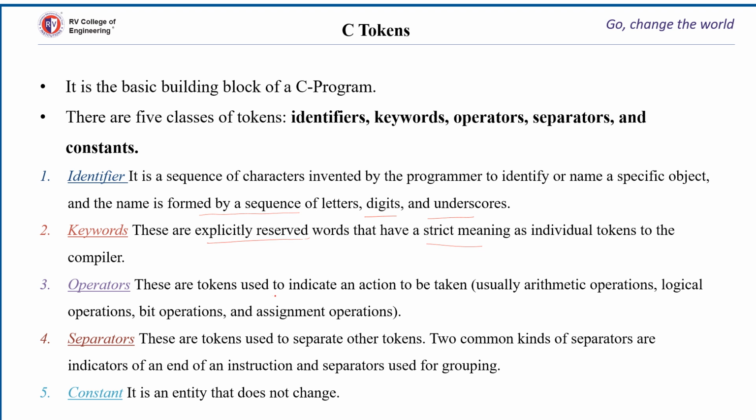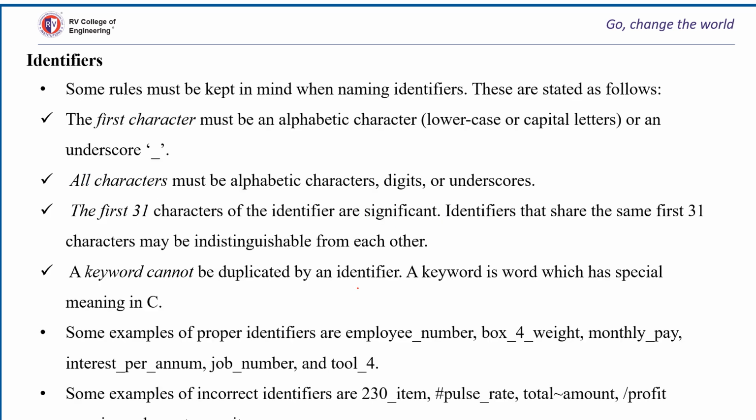Operators are used to indicate the action to be taken, and various operators are provided by the C language, like arithmetic operators, logical, bitwise, assignment operators, and so on. Separators: whenever we want to separate one token from another, we make use of separators. There are two kinds of separators, one is white space and another one is a semicolon. Constants are tokens whose value does not change throughout the program. We shall just have a look at each one of them.